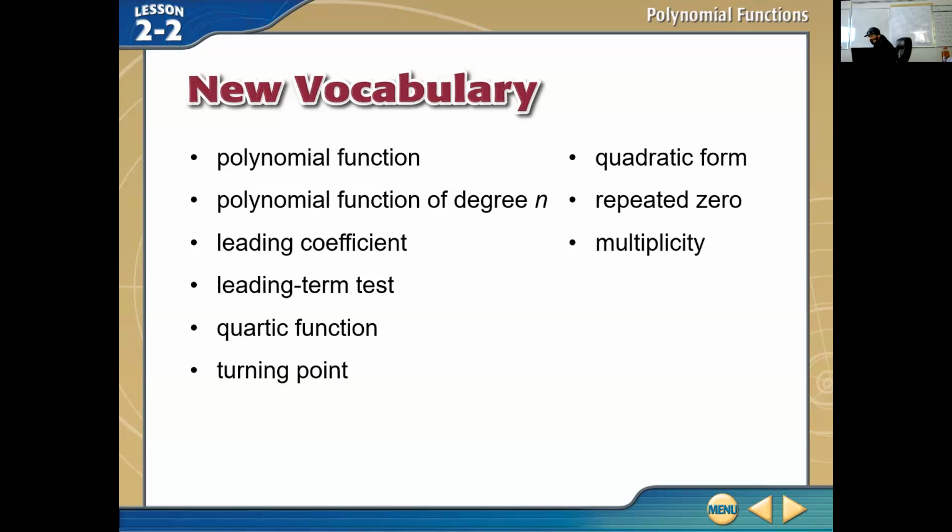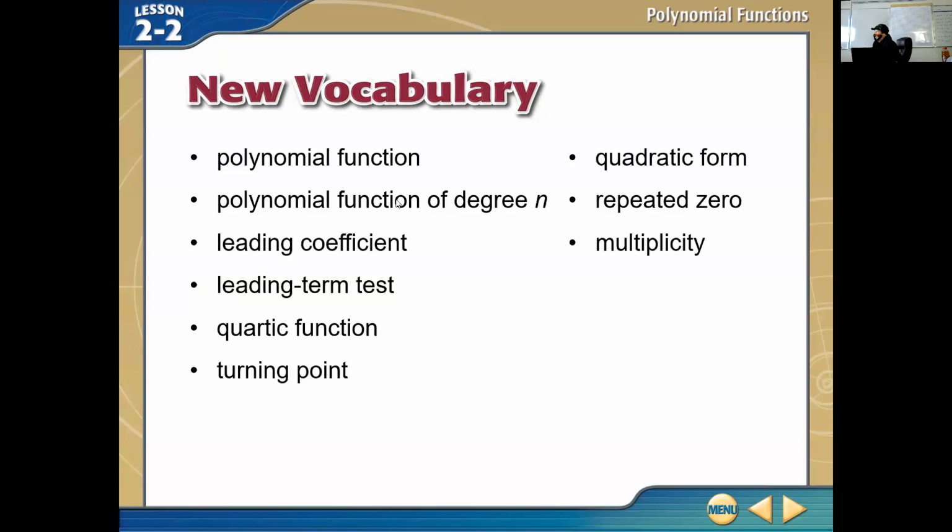And you'll see that we're going to do a lot of factoring today to find the zeros. Desmos will be an option to kind of check yourself, but for a lot of it, it's going to be factoring. All right, away we go.